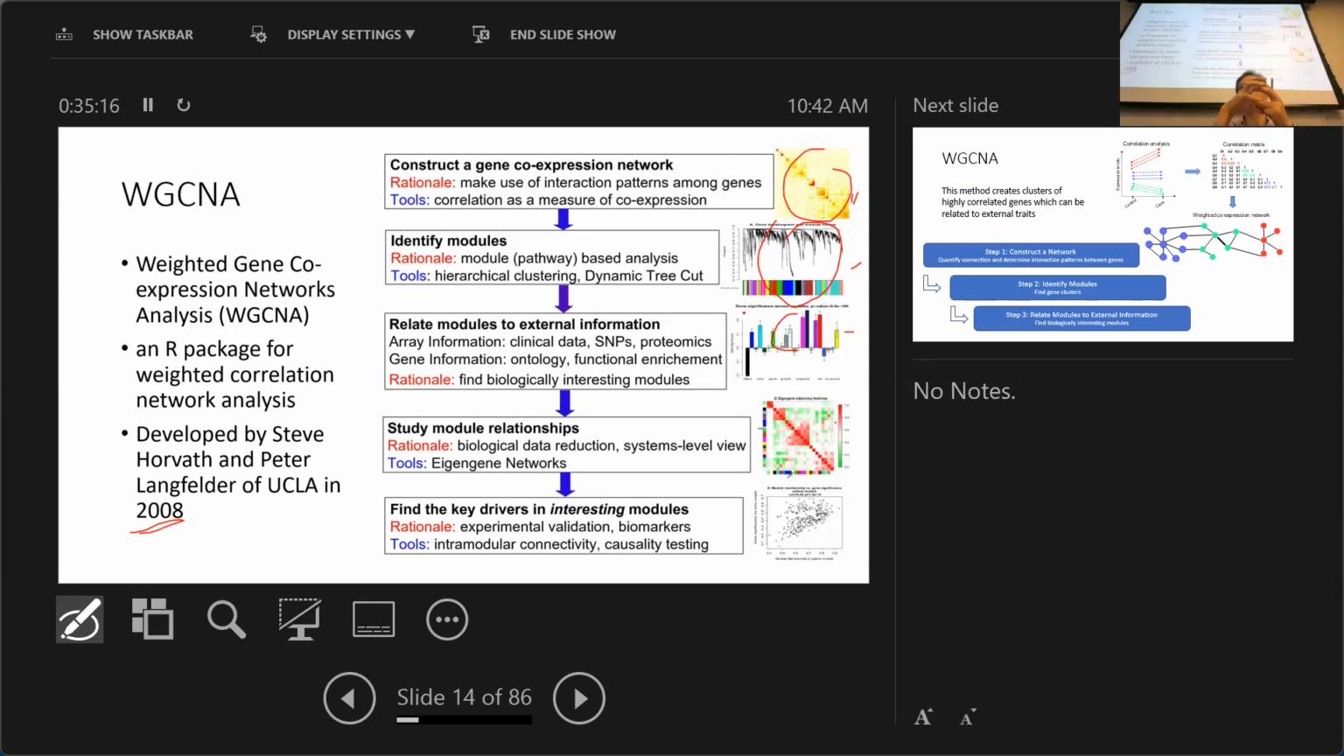So for these genes in the same module, you check the gene function and enrichment analysis, whether they share the same pathway or the same signaling subnetworks. Okay. Then sometimes sample information also gets involved, and we look at the relationship with it.